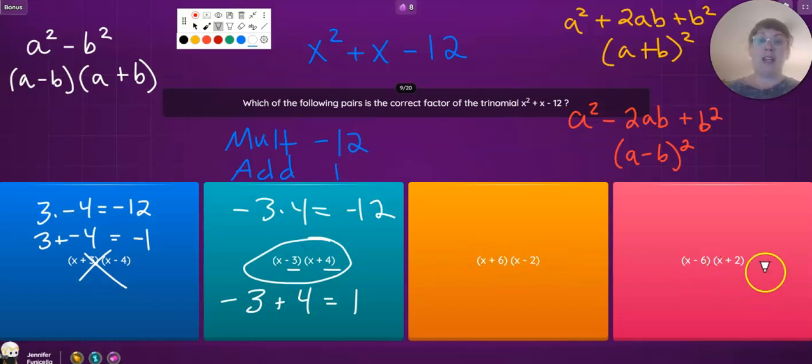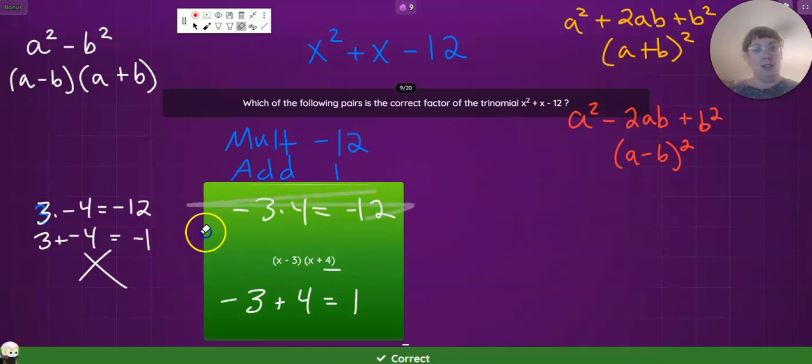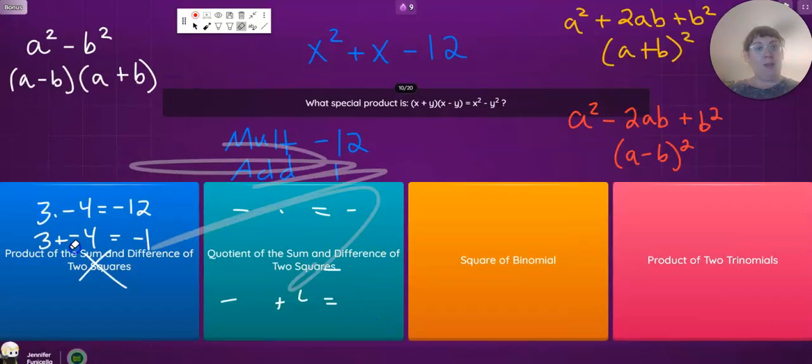6 and negative 2 or negative 6 and 2 would add to a 4 or negative 4, which is not what we want. So that's the only option where it will work. So that was just a little throwback from last week.